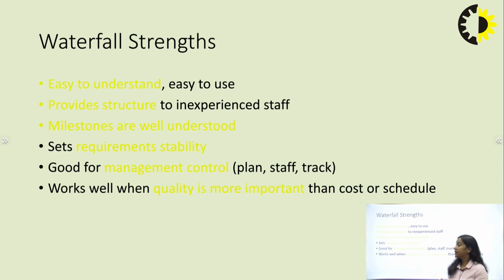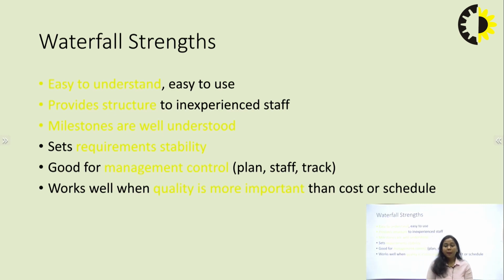Requirement stability: once the customer defines their requirements in the initial phase, they will be fixed, and there will be no scenario of taking changes again and again. It is good for management control; plans, staffing and tracking are done when we control the complete process. It works well when quality is more important than cost and schedule. This model is used when you have more focus on quality compared to cost and schedule.